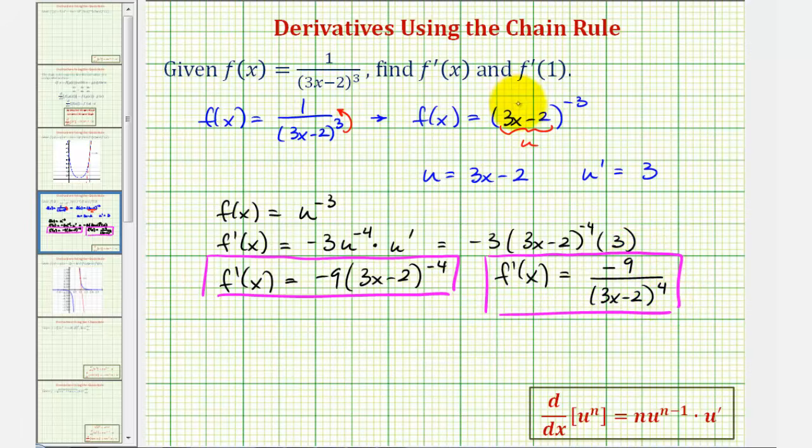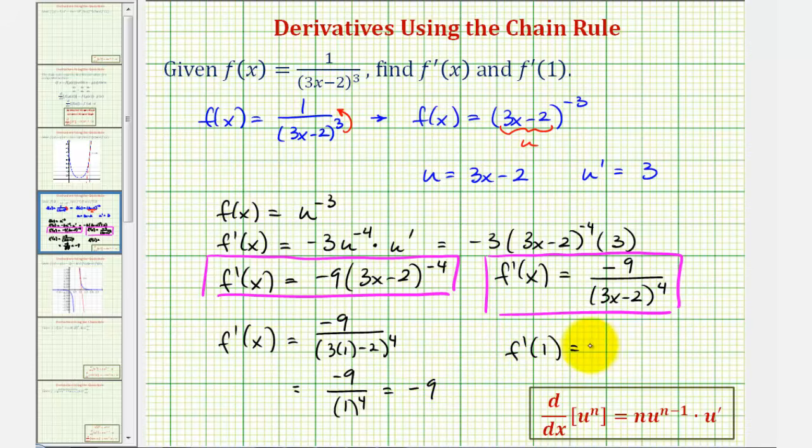And now for the second part of the question, we want to find f prime of 1, which would give us the slope of the tangent line at x equals 1, or also the instantaneous rate of change of the function at x equals 1. So f prime of 1, let's go ahead and use the function in fraction form, would be negative 9 divided by the quantity 3 times 1 minus 2 raised to the fourth, which would be negative 9 divided by, well, 3 minus 2 is 1. We have 1 to the fourth, which of course is just 1. It's equal to negative 9. So f prime of 1 is equal to negative 9.